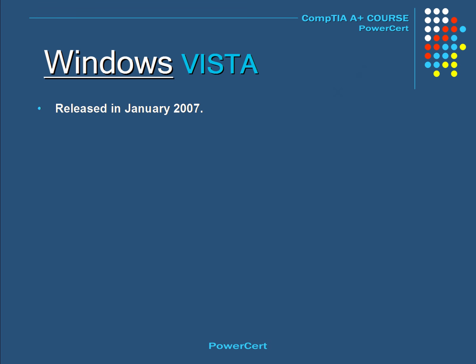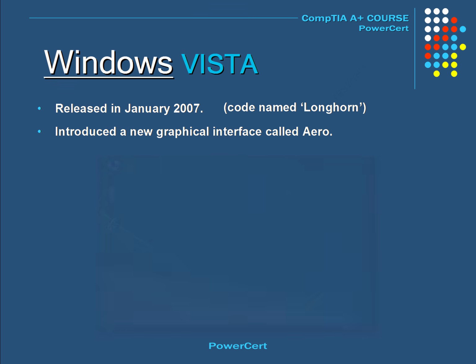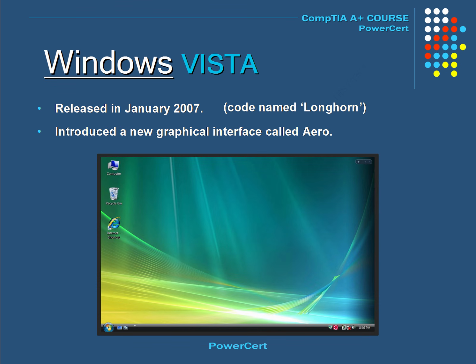In January of 2007, Microsoft released the successor to Windows XP, and it was called Windows Vista, which was codenamed Longhorn by Microsoft. Vista introduced a new graphical interface called Aero, which gave Vista a more advanced and cleaner look, such as window transparency and animations.